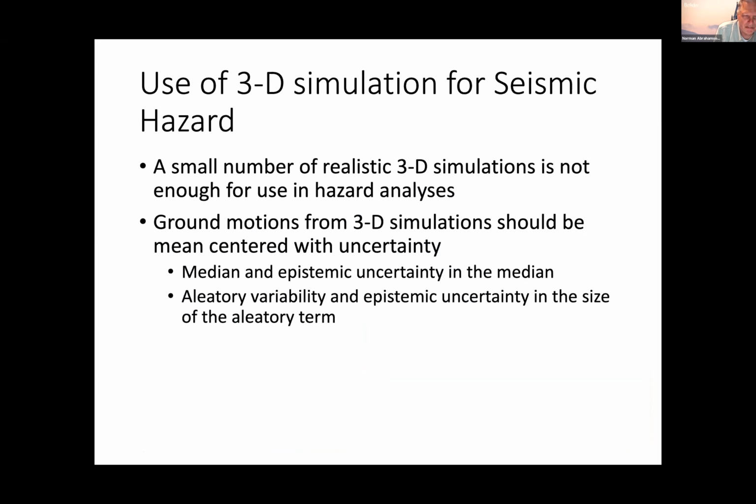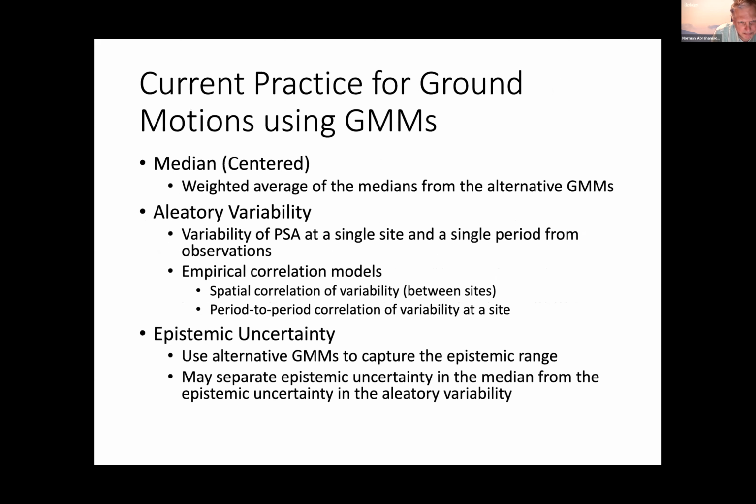So in the end, for seismic hazard analysis, having a small number of realistic simulations isn't enough. We have to have models that are mean-centered with uncertainty, and we've talked about that before. We need the median and the epistemic uncertainty of the median, and we need the standard deviation, or aleatory variability, and the epistemic uncertainty in its value, its size. We need all those pieces to run hazard calculations.